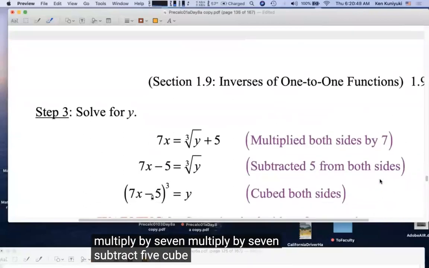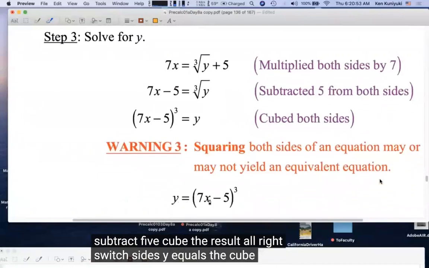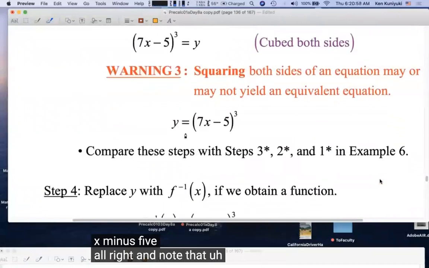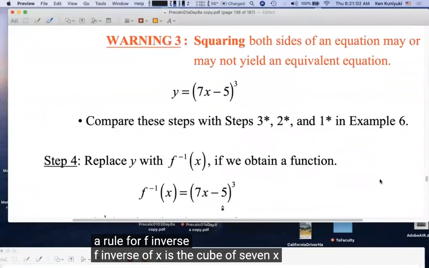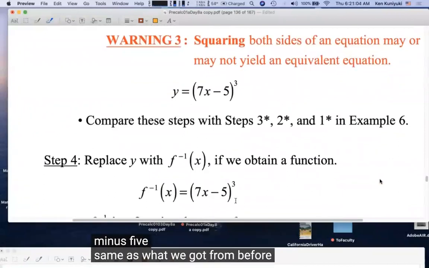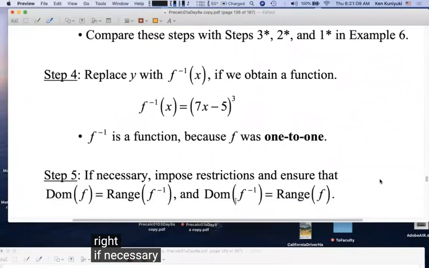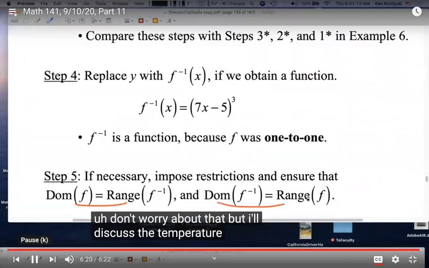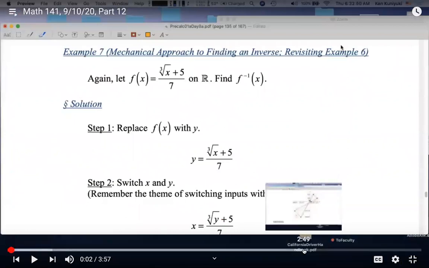Multiply by 7, subtract 5, cube the result. All right. Switch sides, y equals the cube of 7x minus 5. And note that we're finding a rule for f inverse. F inverse of x is the cube of 7x minus 5. Same as what we got from before. All right. If necessary, impose restrictions to make sure these happen. Don't worry about that, but I'll discuss a temperature application in a moment. Okay, any questions?